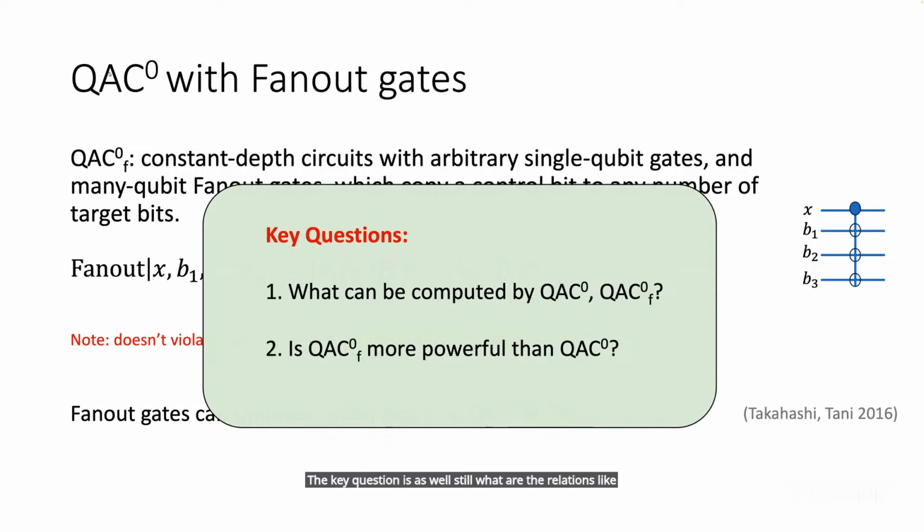First of all, what can be computed in these 2 classes? And are they different? Or are they the same power? Can they compute the same things, or is QAC0 with fan-out actually strictly more powerful?